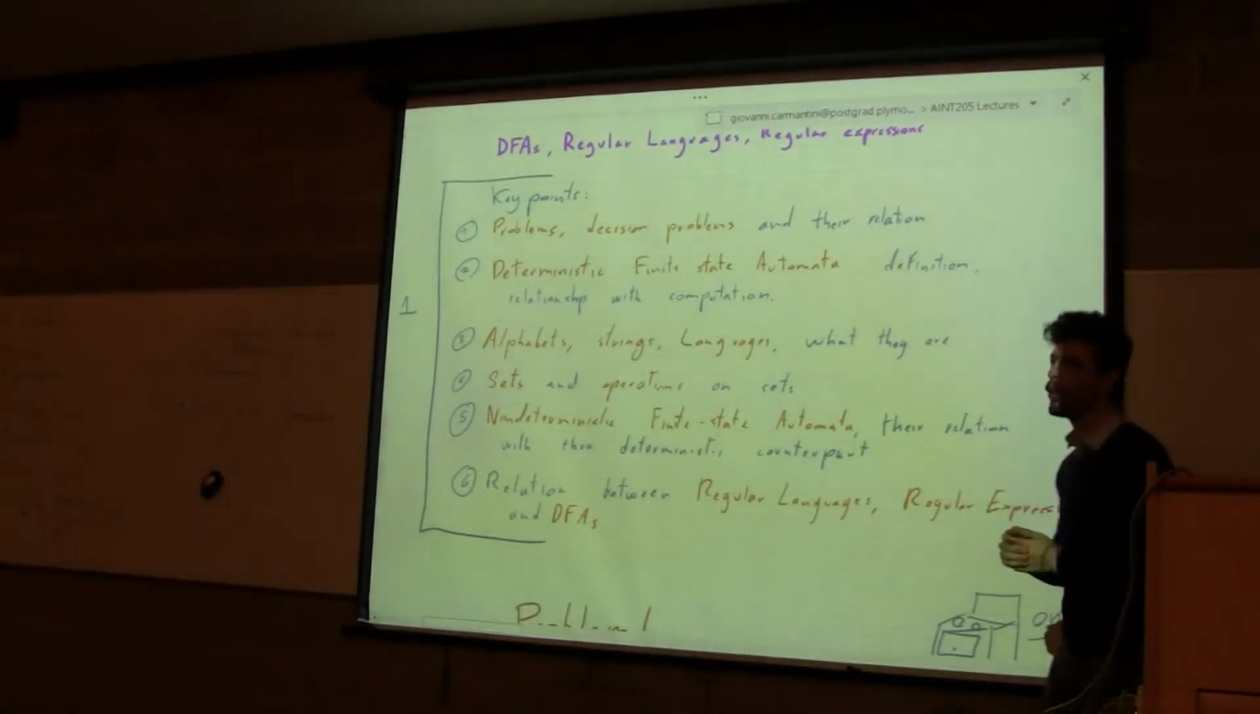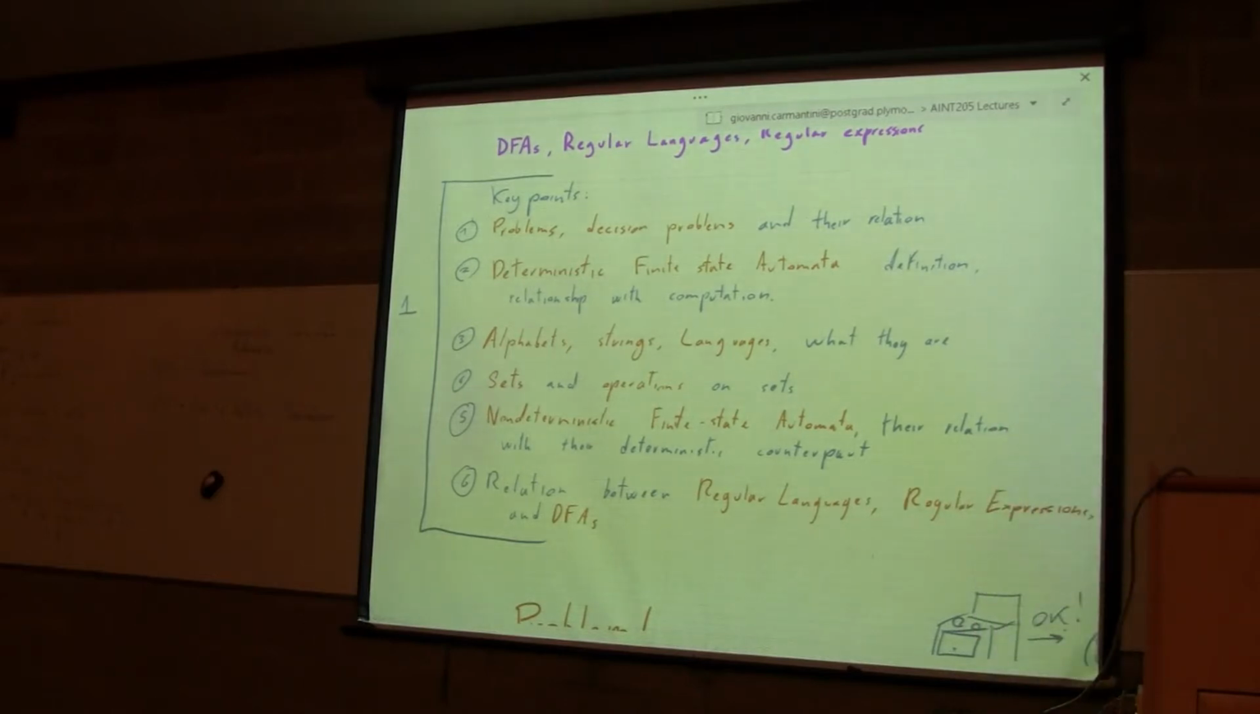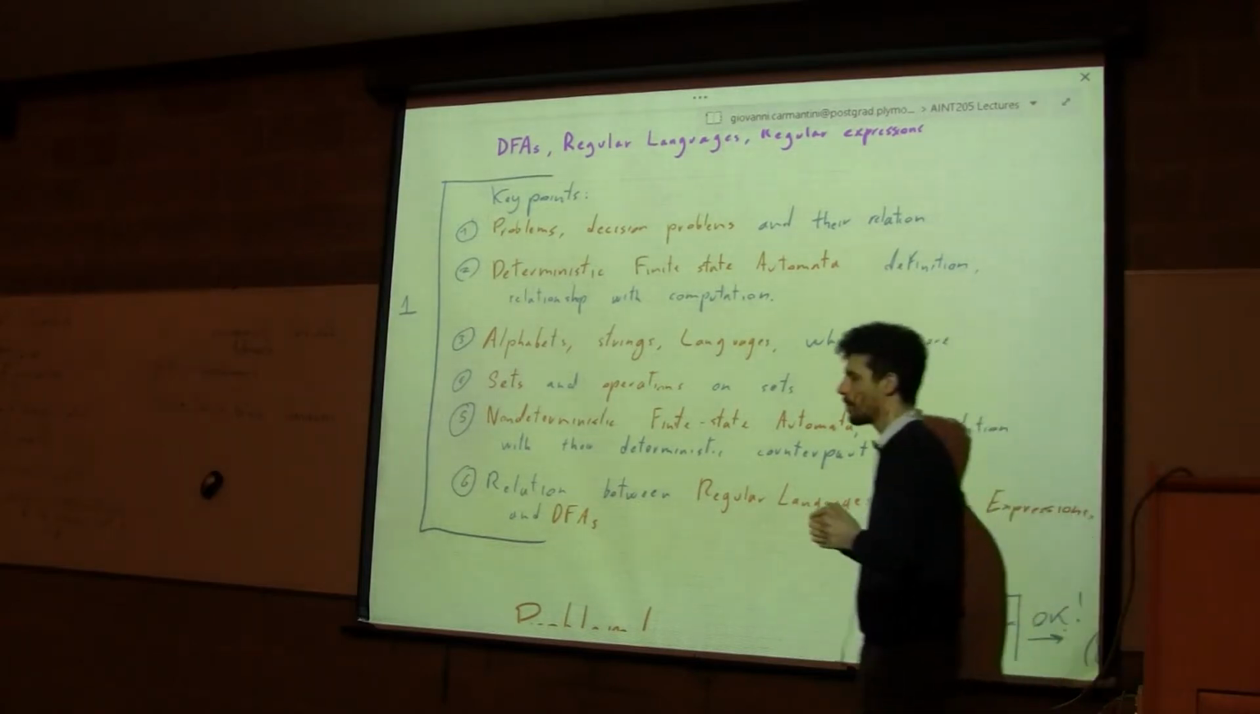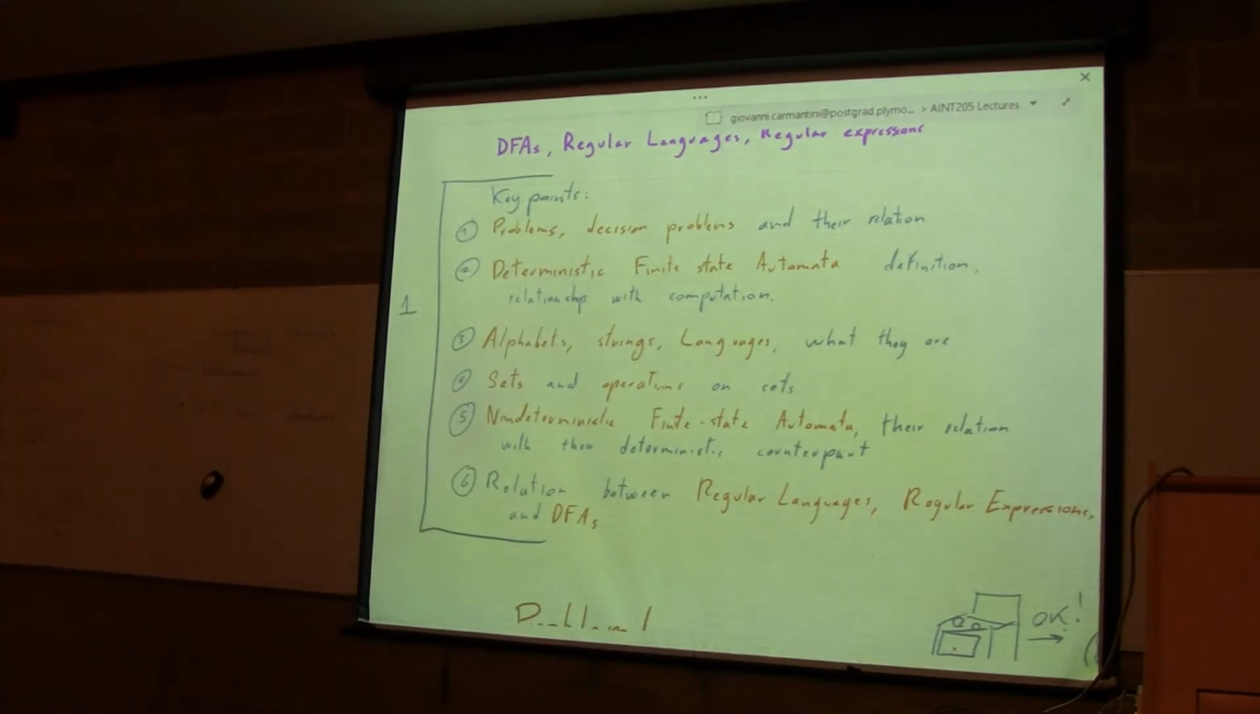Okay, I want to review a little bit what we did in the last lecture, so we're on the same page. So first, the relationship between problems and decision problems. What's a problem? You can think about a problem as a mapping between an input and an output.